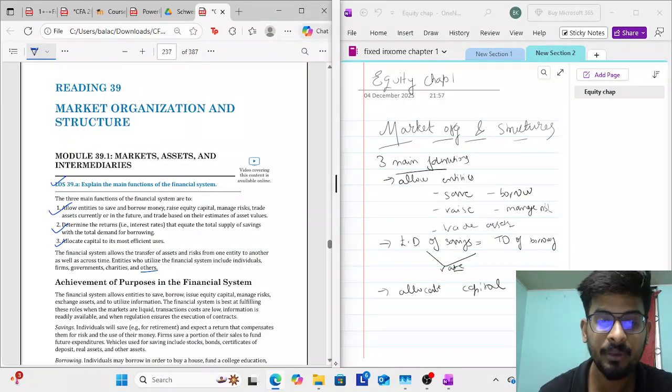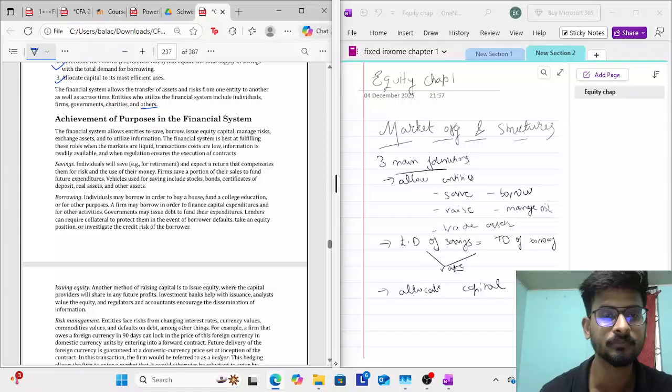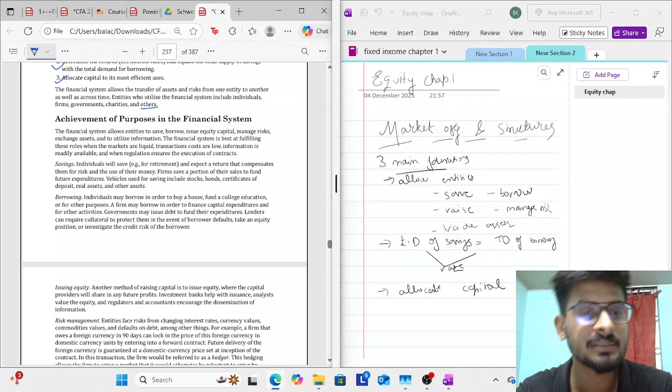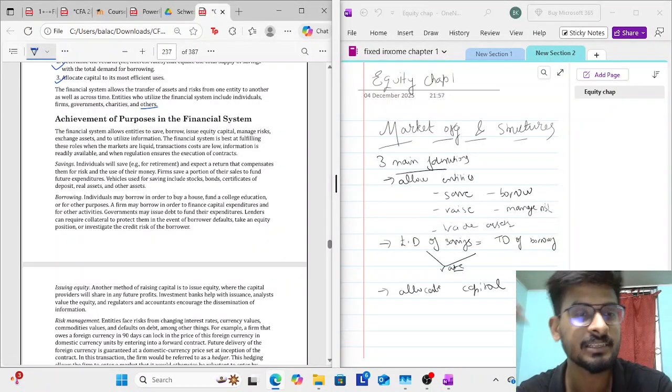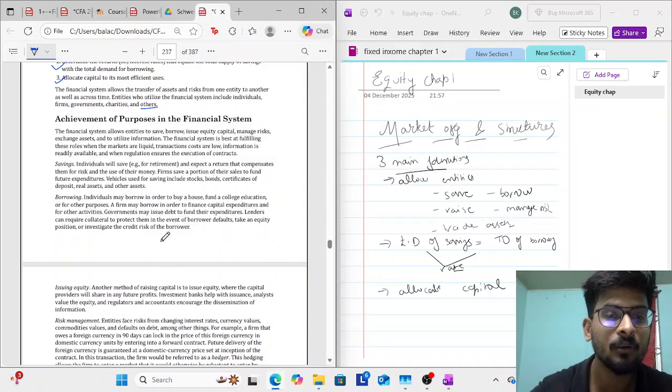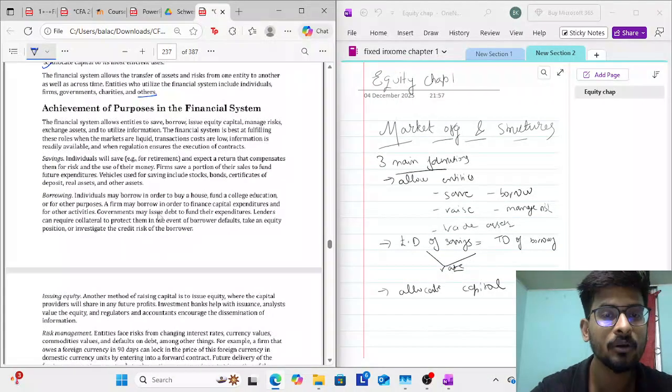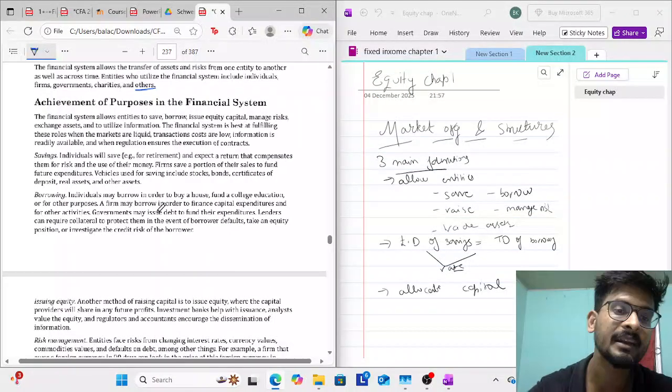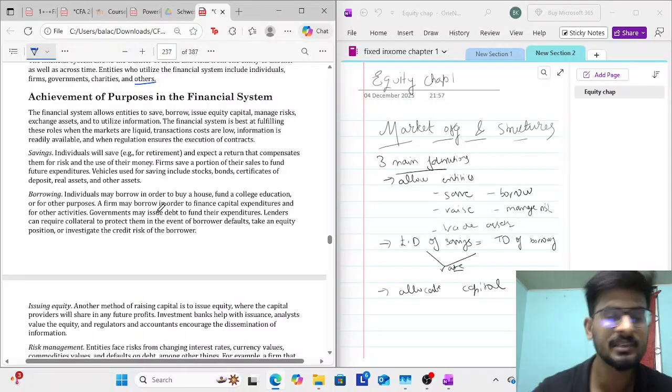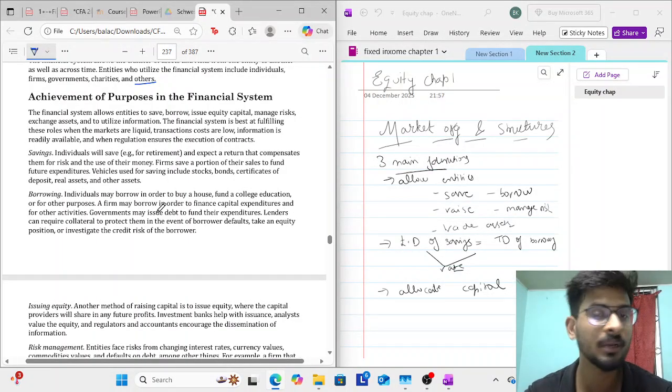Now, achievement of purpose in the financial system. What is the purpose that the financial system is achieving? Financial systems allow entities to save, borrow, issue equity, manage risk, trade, and utilize information. That is the actual function, which we have now studied.